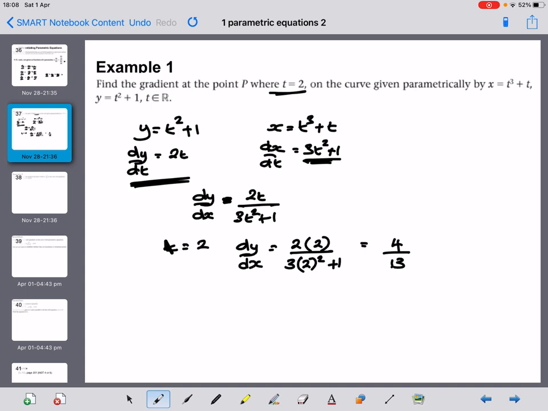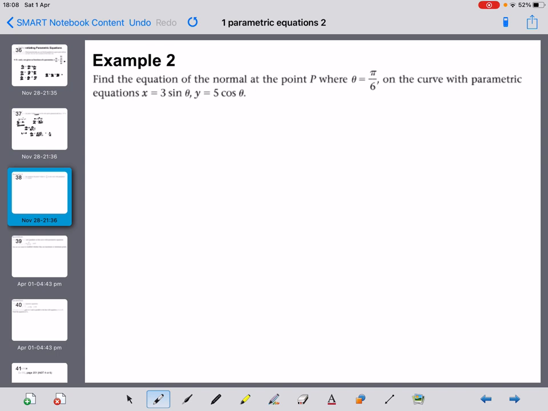Okay, let's look at a slightly harder one. Find the equation of the normal at the point P where theta is pi on 6 on the curve given with parametric equations x equals 3 sine theta and y equals 5 cos theta. This time we're after the equation of a normal. A normal is a straight line, so we want y minus y1 equals m(x minus x1). We haven't got that, so for that we're going to have to differentiate. We haven't got that, and we haven't got that.